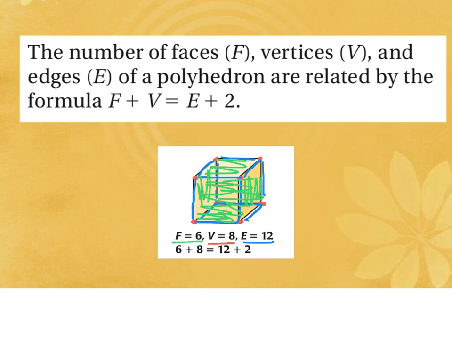So if I take faces plus vertices, it's going to equal edges plus 2. So 6 plus 8 is 14, and 12 plus 2 is 14. So we did count the correct number of faces, vertices, and edges for this polyhedron.